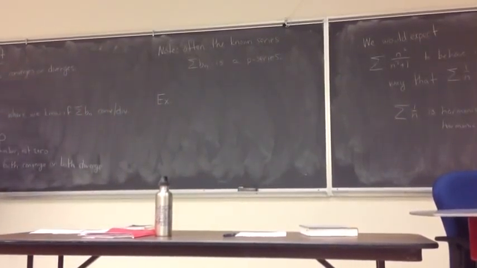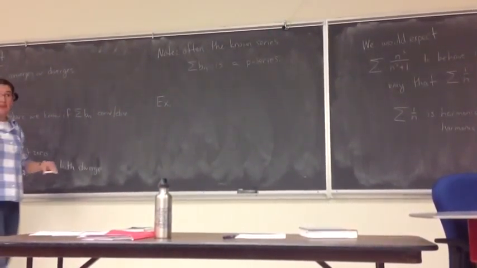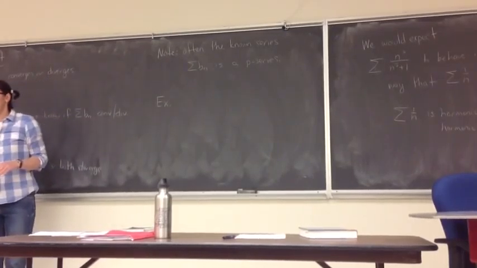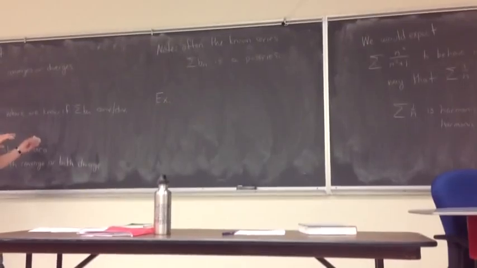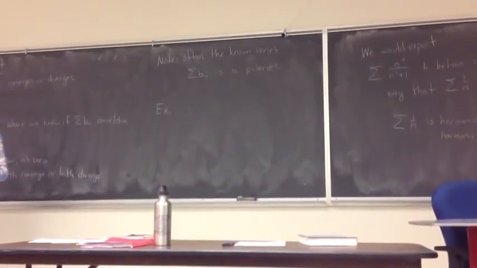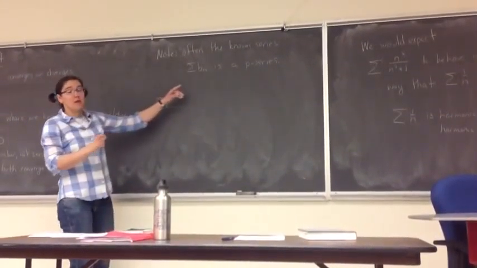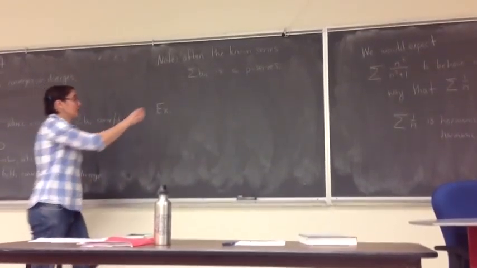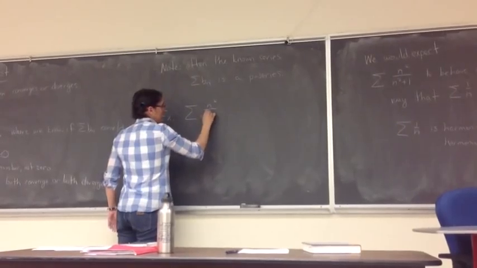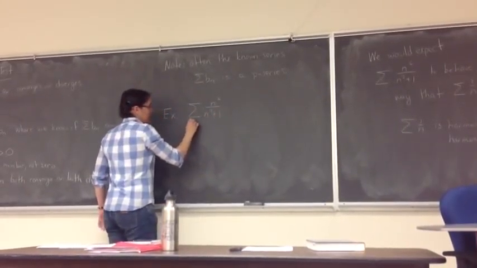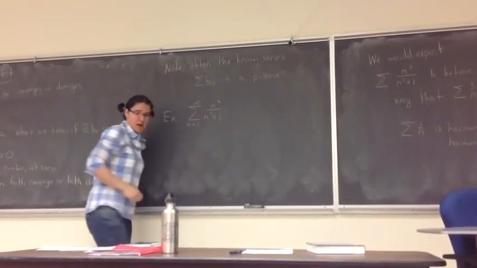Okay, so let's look at our example. Number 4 on the sheet you were just working on with your group. If you were working on it as a group, you didn't know the limit comparison test, so you probably used the integral test. We're going to use the limit comparison test to look at this series. So we have the sum of n squared over n cubed plus 1, where n goes from 1 up to infinity.